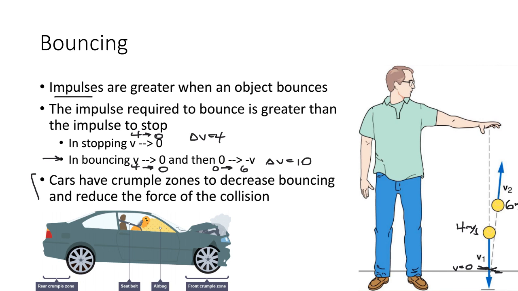This is also why cars have crumple zones. If a car bounced off of another car, it would cause a large force to the person inside. So cars are specifically designed to have crumple zones to crush, to decrease the chance of bouncing, meaning a reduced force of your collision. It's more likely to total your car, but it's a safer crash for you.